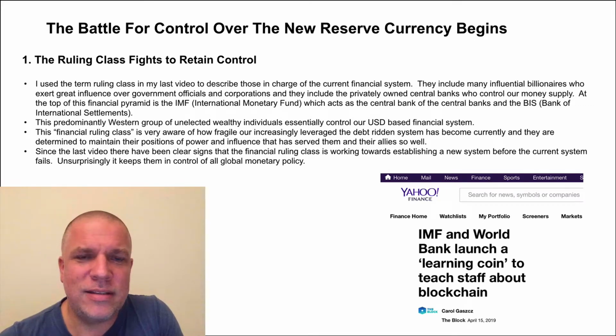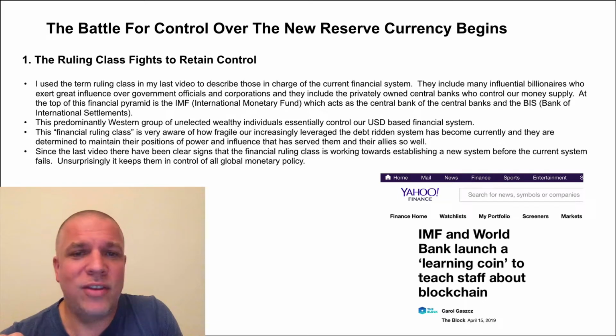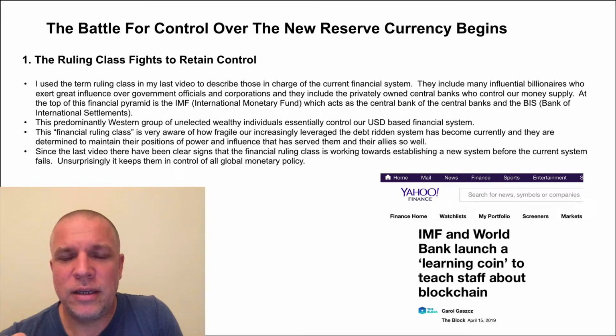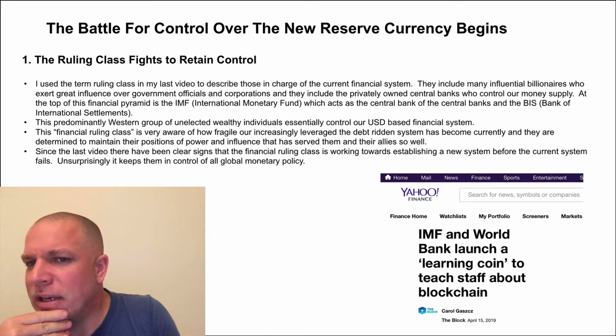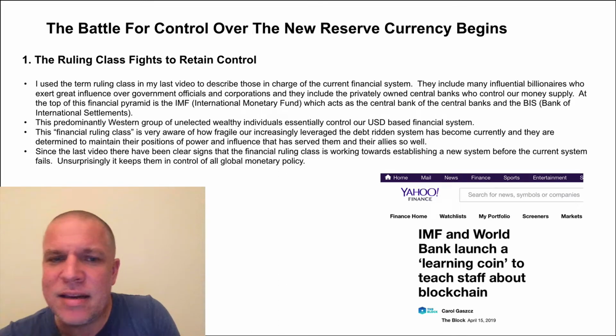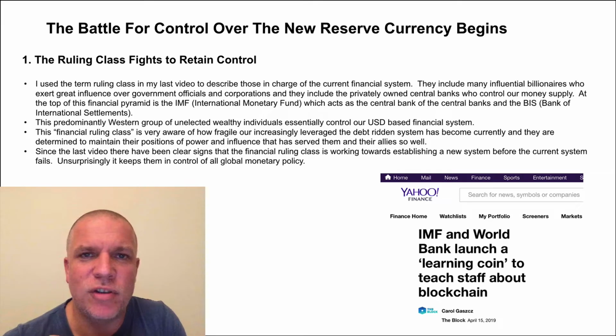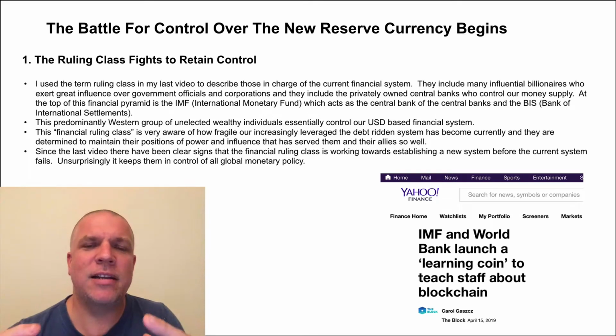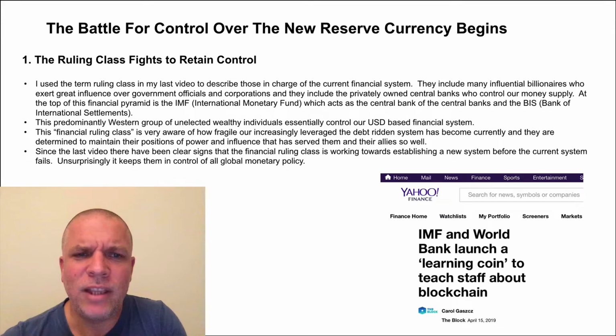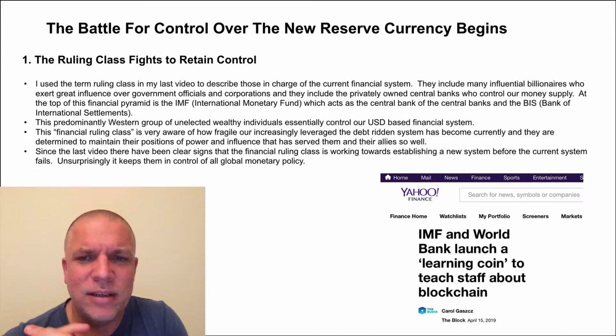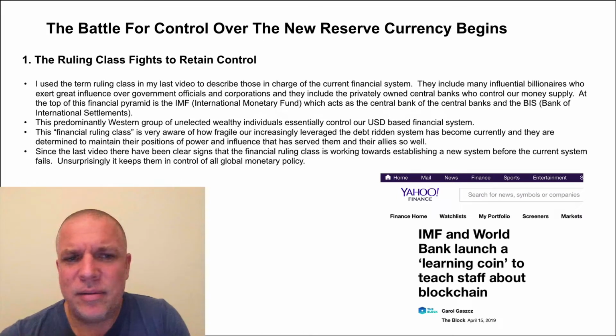To my mind, there are three key players jostling for position here. The first one is the current ruling class and their fight to retain control, because these are the people who currently enjoy setting the monetary policy for the world. They're predominantly the Western central banks, the billionaires who influence the world, and the big overarching institutions like the International Monetary Fund and the Bank for International Settlements, which act as a central bank of the central banks. These are unelected officials with private ownership, so there's a lot of ability to manipulate things, not necessarily in the best interest of the public.